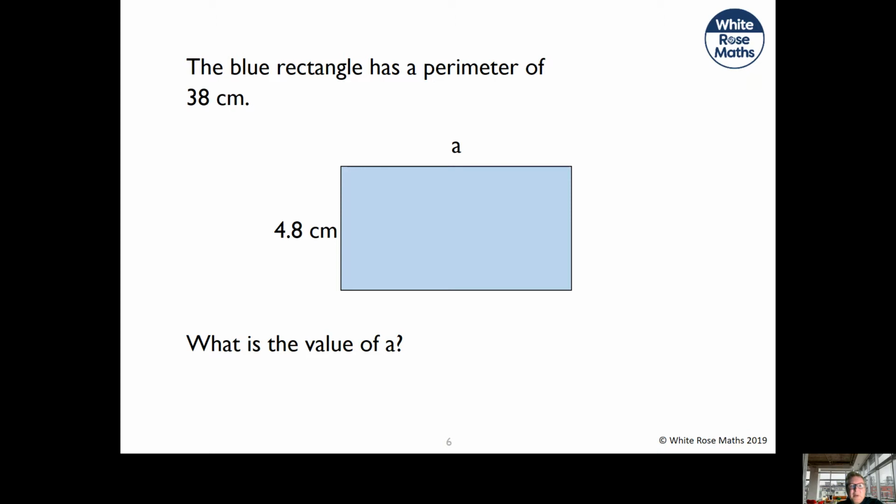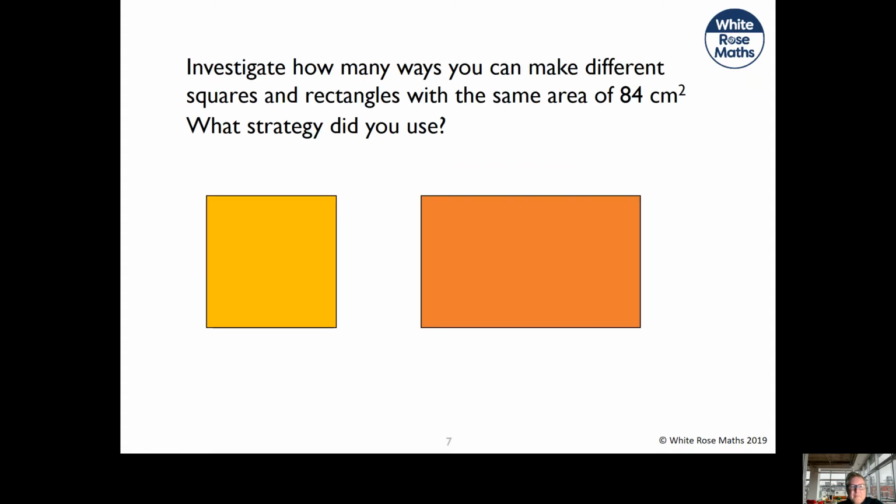The blue rectangle has a perimeter of 38 centimeters. So what's the value of A? You know that one of the sides is 4.8 centimeters, and you know that the parallel side will also be 4.8 centimeters. How many ways can you make different squares and rectangles with the same area of 84 centimeters squared? And what strategy did you use? So you could draw these out or cut some out and do it practically.